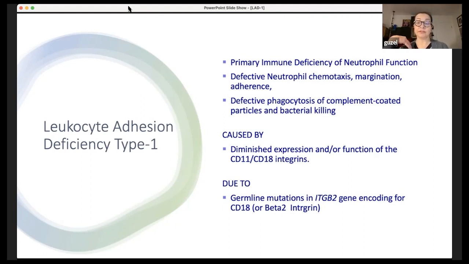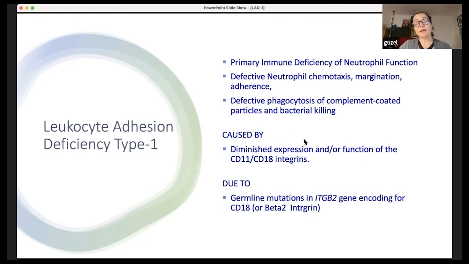So the neutrophils are defective in these functions, and the biological terms for these are chemotaxis, which is the ability to be attracted, move to one side; margination, which is to be able to adhere to the vascular endothelium to be lined up; and then adherence, that really sticking. So these are the defective functions and how they are named.